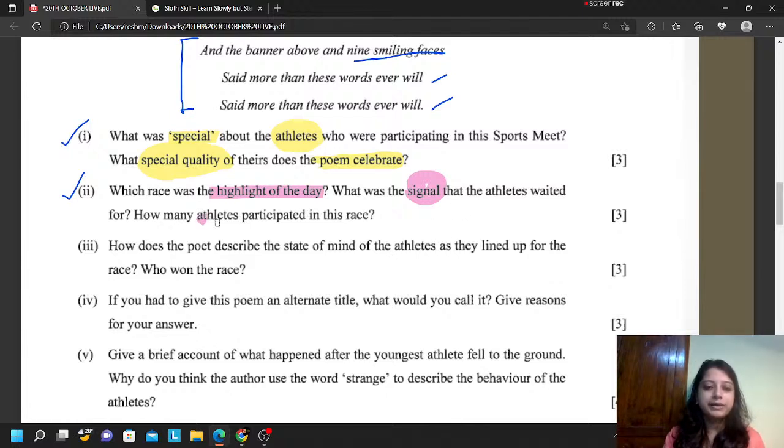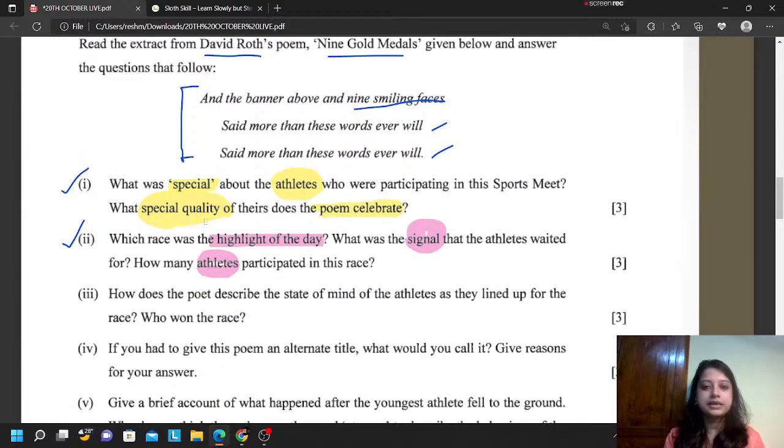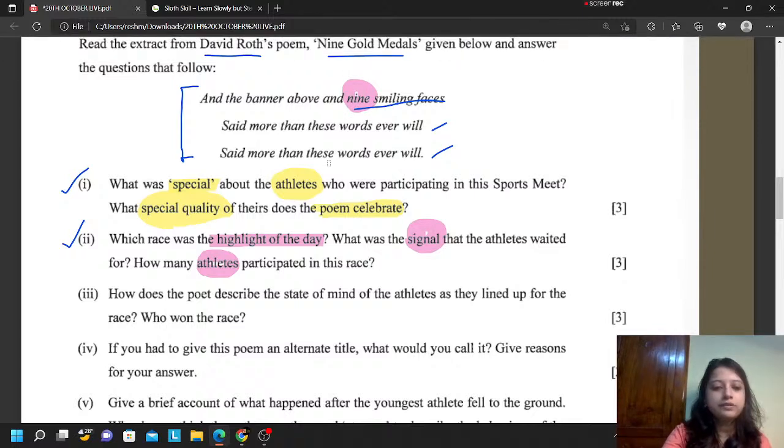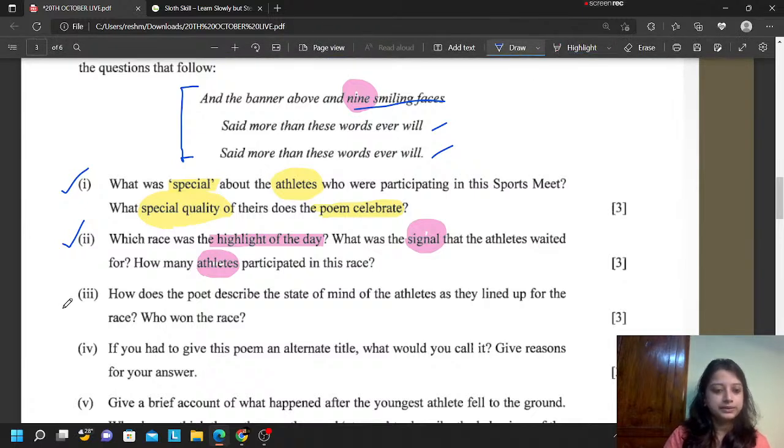How many athletes participated in the race? This is also given in this same extract. In the extract, you will find the answer. How many athletes were participating? Yes, correct. See, it is given over here: 9 smiling faces. That means 9 people participated. Very good. Next, we will move to question number 3.